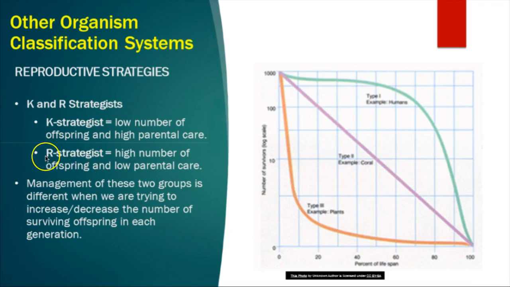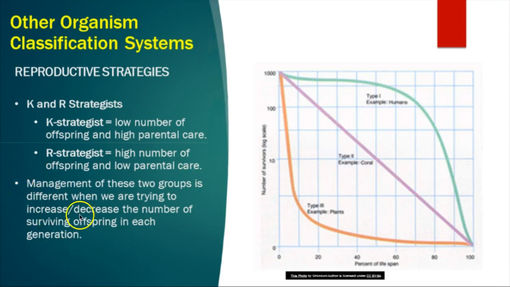So R strategists are very different to K strategists. You might think breeding like rabbits would be an R strategist because there's a high turnover. No, high parental care. Rabbits care for their offspring. They're actually a very quick version of a K strategist, okay? For R strategists, the key criteria is high numbers of offspring, and I'm not talking 10 or 20, I'm talking thousands to tens of thousands, but low parental care is the other thing you have to look for.